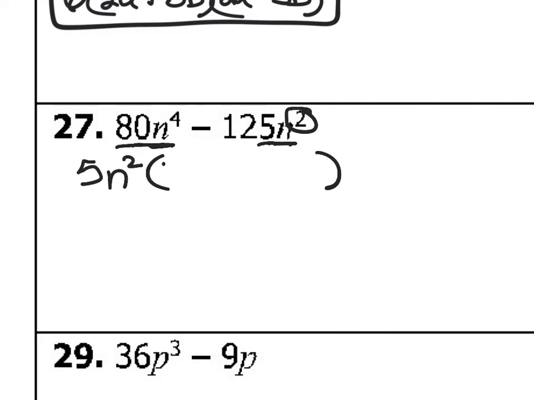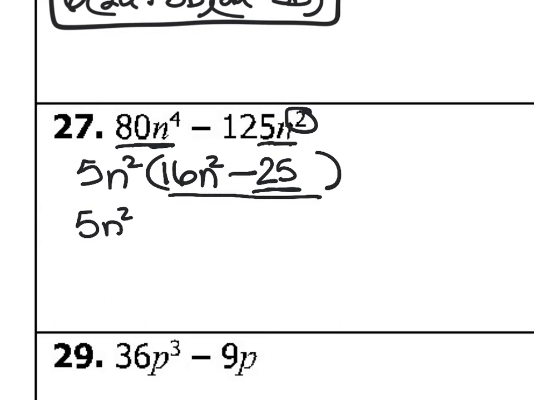5 will go into 80, 16 times. N to the 4th divided by n squared is n squared. Minus 125 divided by 5 is 25. And then n squared divided by n squared, they cancel out. It's n to the 0, which anything to the 0 power is 1, and 1 times 25 is 25. All right, so they cancel each other out. So I'm going to bring this down.